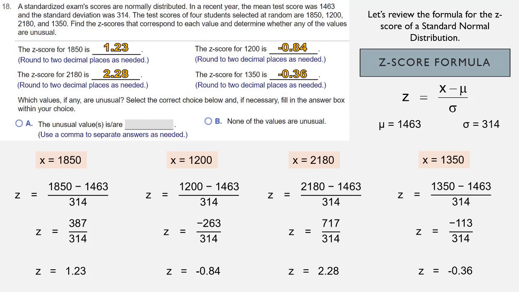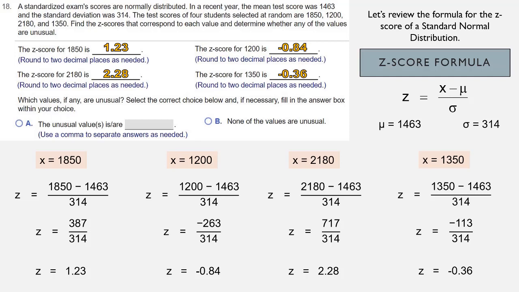Notice how the question is worded. It says find the z-scores that correspond to each value. So the values are the scores on the exams. The 1850, the 1200, the 2180, and the 1350. Those are what we call the values in this problem. So it's asking for, are there any unusual values? So values will refer to the test scores themselves, not the z-scores.